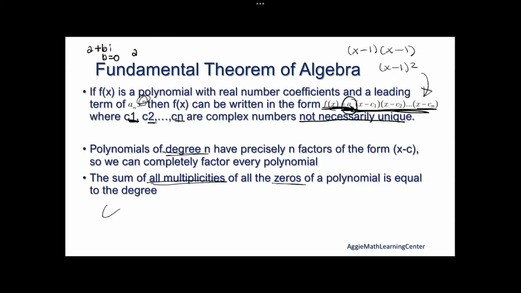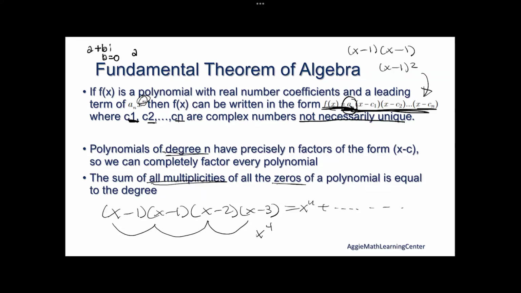So up here, let's say we have x minus 1, x minus 1, x minus 2, x minus 3. We see that this is eventually going to multiply out because we multiply x by x by x by x, so we're going to get the highest degree of x to the fourth. And so we have x to the fourth plus and so on. And we see we have x to the 1, x to the 1, x to the 1, x to the 1. So 1 plus 1 plus 1 plus 1 is equal to 4. That's always going to be true, even if we write it like this instead. These two still have multiplicity 1. This one has multiplicity 2. 2 plus 1 plus 1 is 4. Okay? Any questions on this?